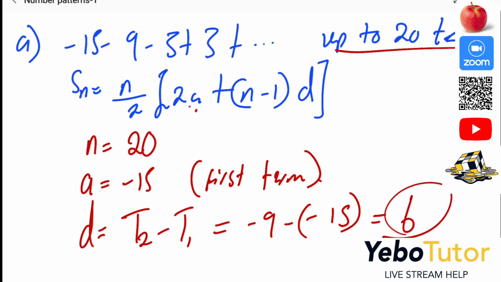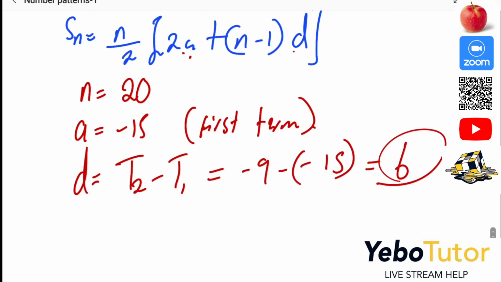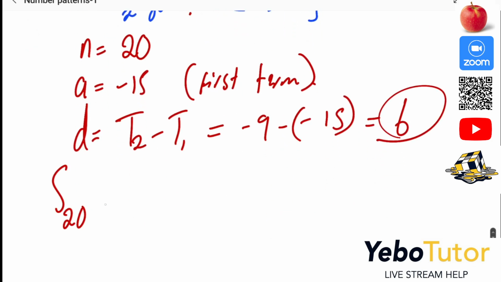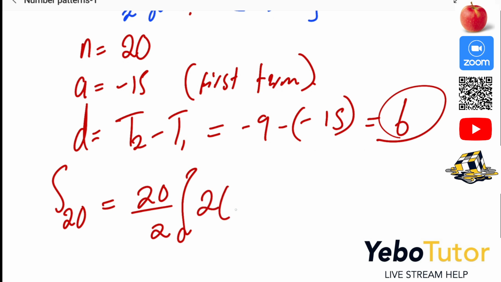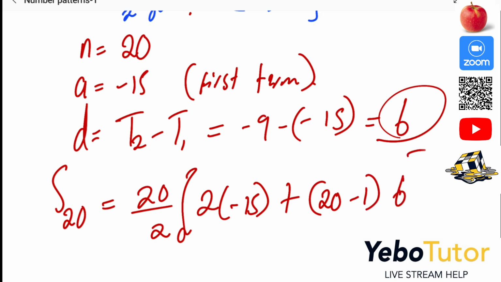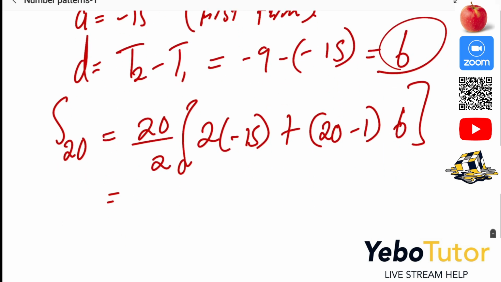So now we have the value of a, the value of d, and the value of n. Now we can calculate the sum of the 20 terms, which is 20 divided by 2 multiplied by 2 times our a value of negative 15, plus 20 minus 1 multiplied by our common difference, which is 6. Then we can use our calculator. Make sure that you have a Casio calculator, because that's the only calculator that will always give you proper answers, as I always advise. Then S20 here, I'm getting my answer to be 840.